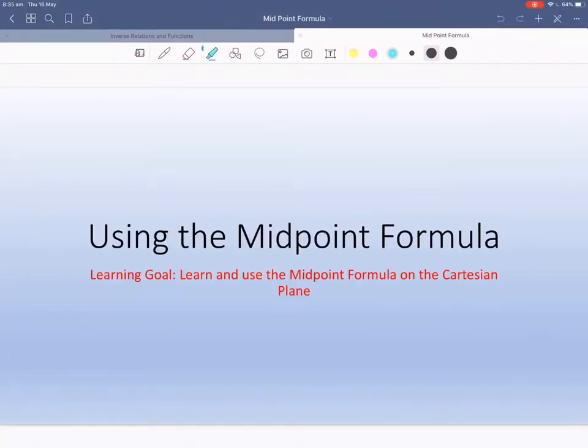To be doing is using the midpoint formula. So we've got to learn and use the midpoint formula on the Cartesian plane, okay? So Cartesian plane is that XY business that we've been using this whole time for a while. XY, there we go, Cartesian plane.